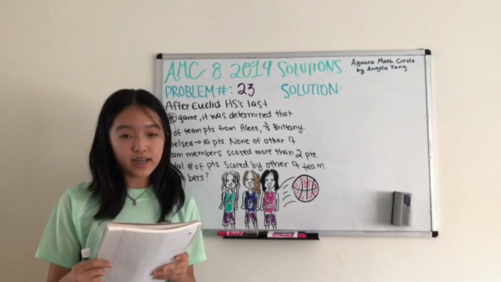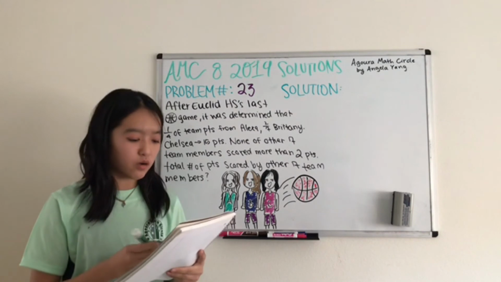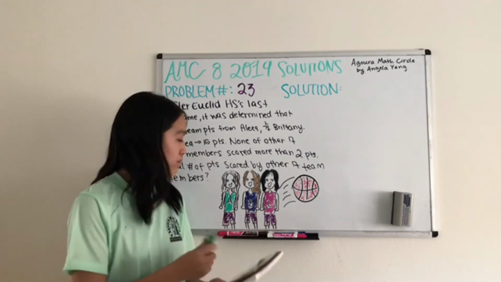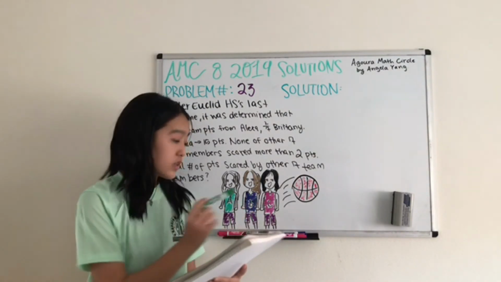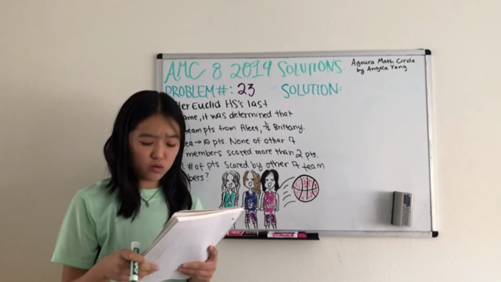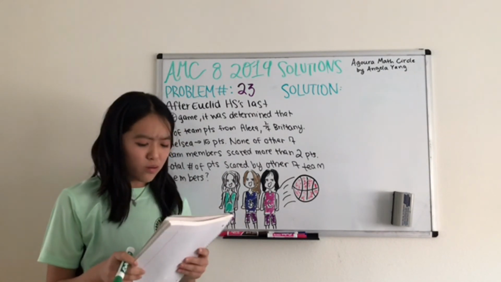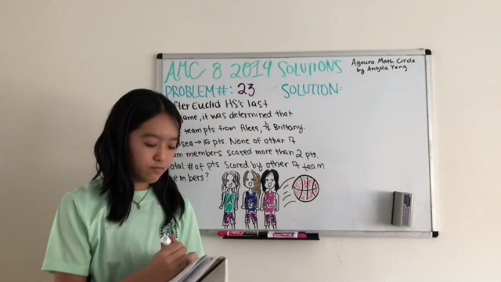Problem number 23 states, after Euclid High School's last basketball game, it was determined that one-fourth of the team's points was scored by Alexa, 2/7 were scored by Brittany, Chelsea scored 15 points. None of the other 7 team members scored more than 2 points. What was the total number of points scored by the other 17 team members?